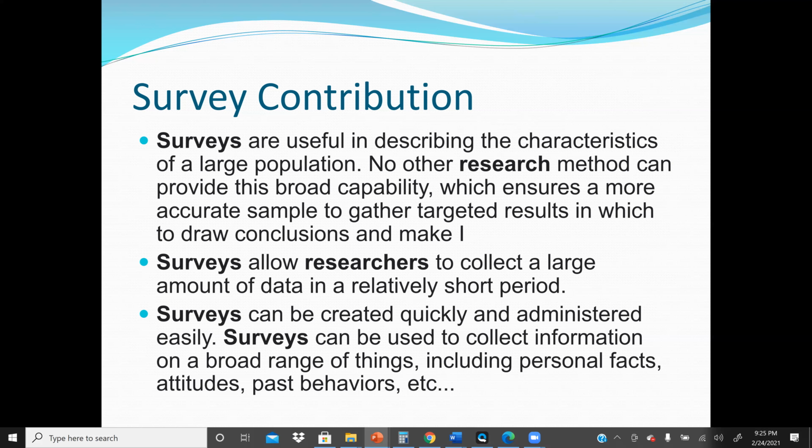Surveys allow researchers to collect a large amount of data in a very short period of time. Surveys can also be created quickly and administered easily. Surveys can be used to collect information on a broad range of things, including personal facts, attitudes, past behavior, etc.